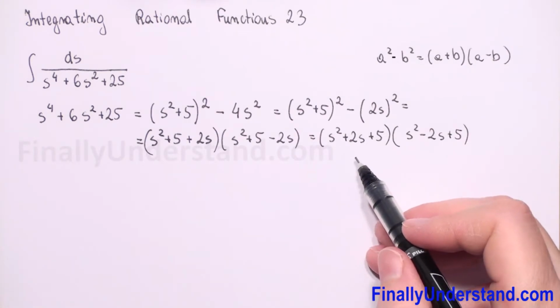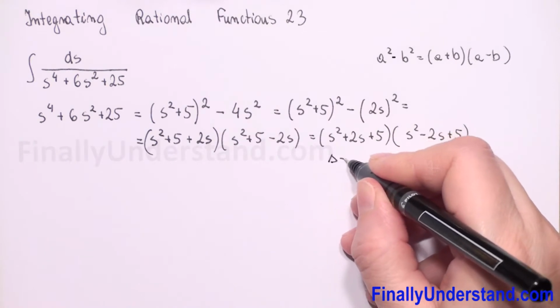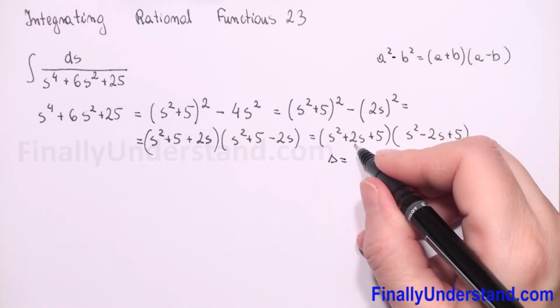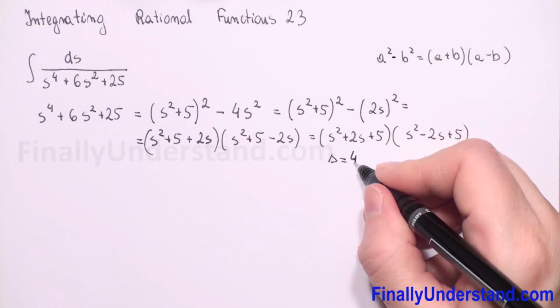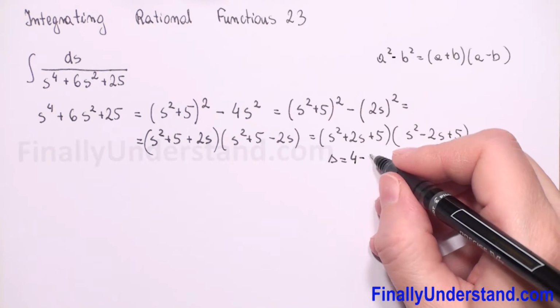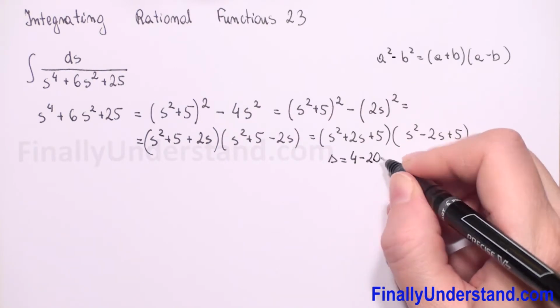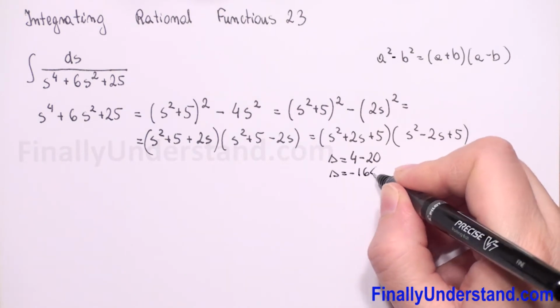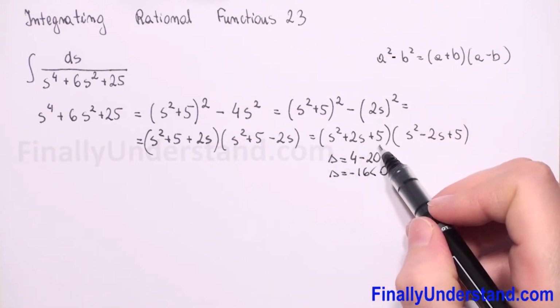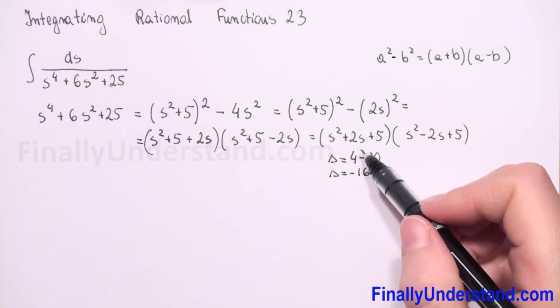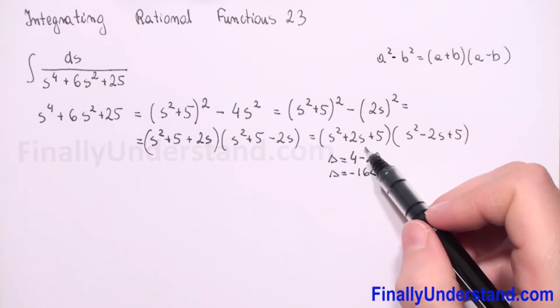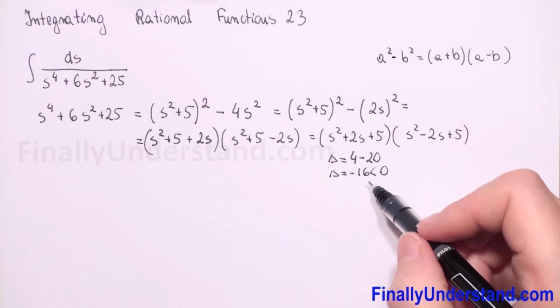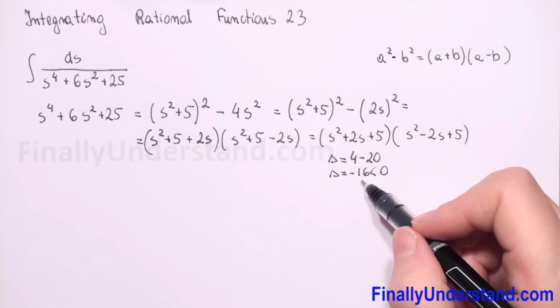Now we have to check the discriminant. So our delta is equal to b squared minus 4ac. So it will be 4 minus 4 times 5, which is 20. So our delta is equal to negative 16, which is less than 0. So the first expression we cannot factorize, because this is a quadratic function. The discriminant is less than 0, so we don't have real solutions.